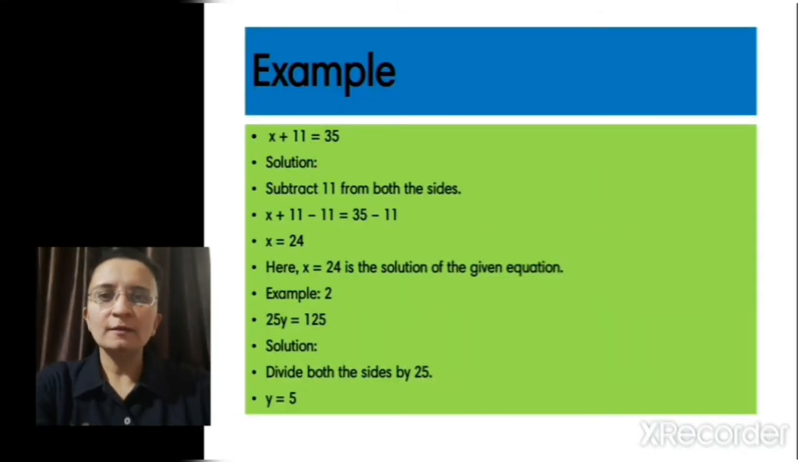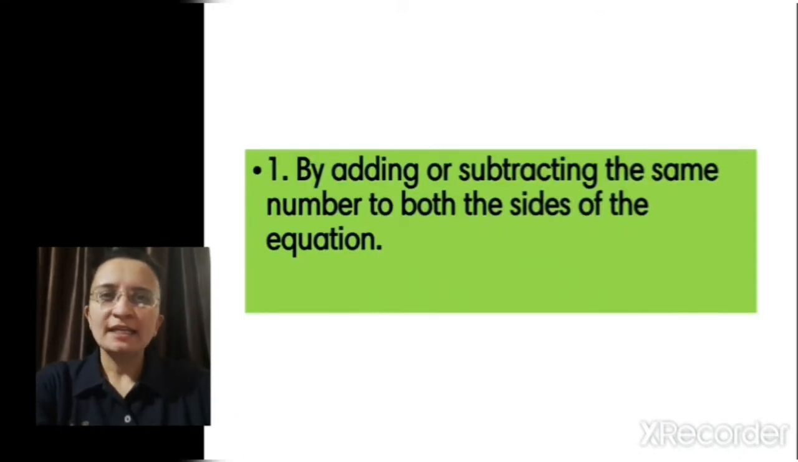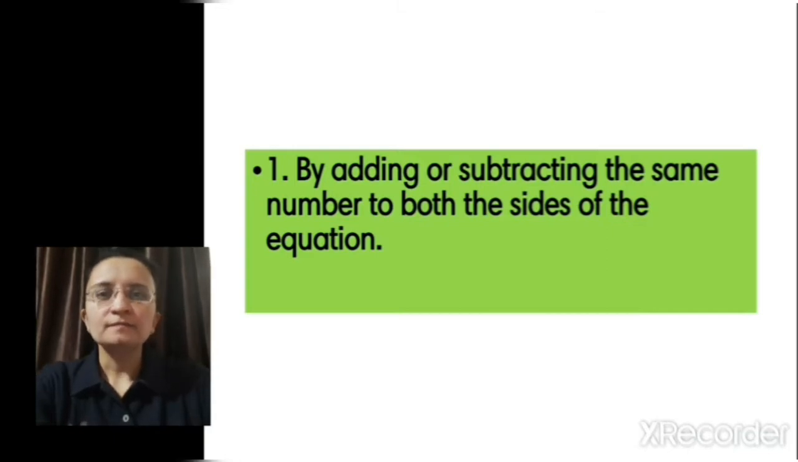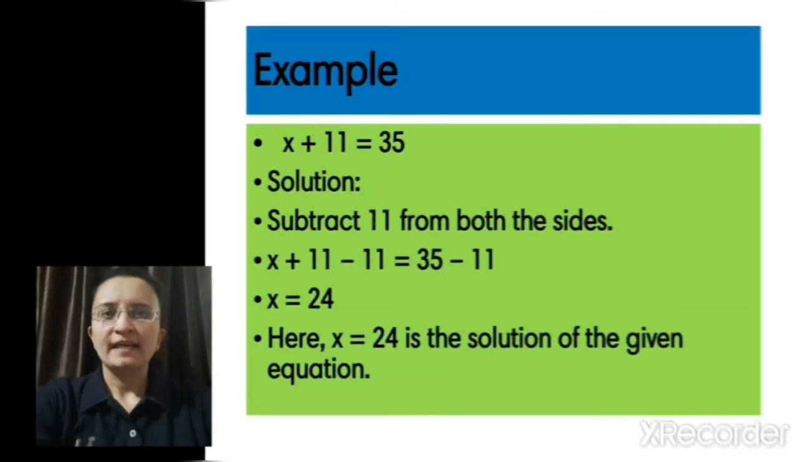The first method is by adding or subtracting the same number to both the sides of the equation, and another method is the transposing method. First we will learn the first method, adding or subtracting the same number on both the sides. Let's have examples to understand this method.